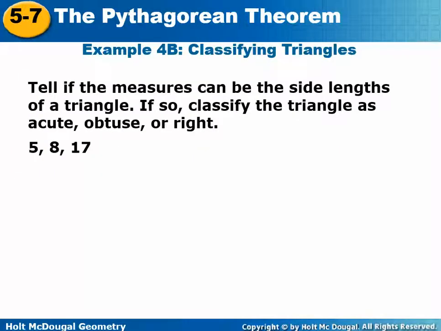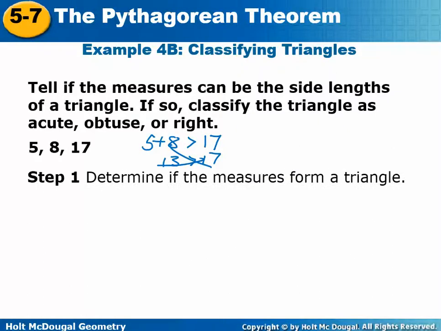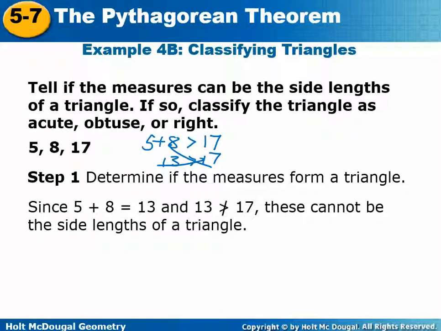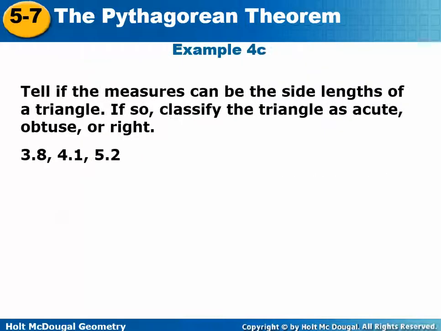All right, let's check. This is just another example, same thing. 5, 8, and 17. So the first thing to check is if we even can have a triangle, because sometimes you can't. So 5 plus 8 has to be greater than 17. But 5 plus 8 is only 13. 13 is not greater than 17. This cannot even be a triangle. So don't go through all the work of telling if it's acute, obtuse, or right if it can't be a triangle at all. Don't forget to do step 1.